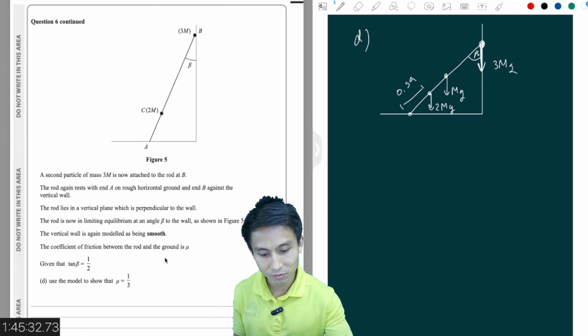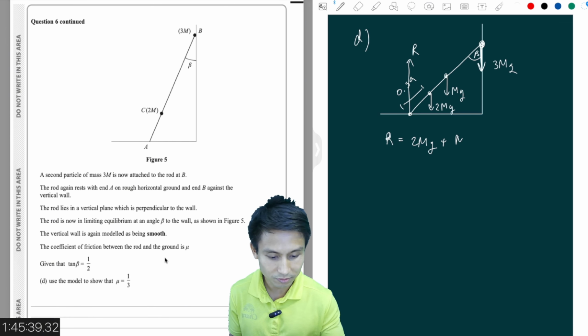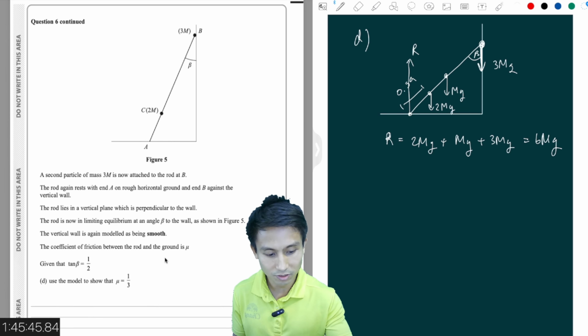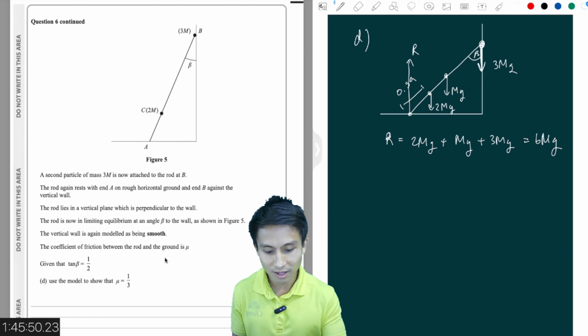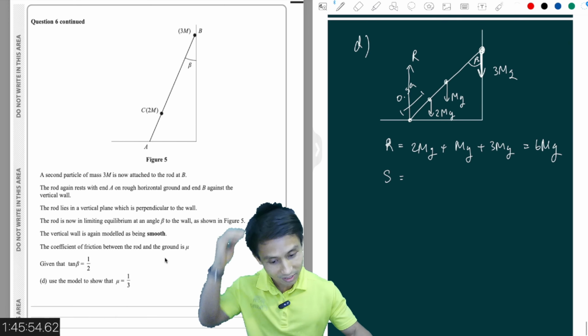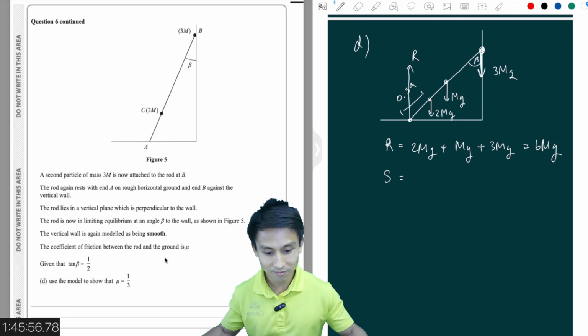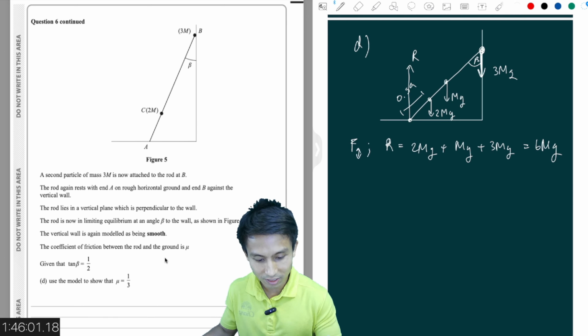So we're just going to find the reaction here, R again. So R is 2mg plus mg plus 3mg. Now it's going to become 6mg, right? Not the answer yet. And what did we find earlier? We found S, right? So S would be, we're going to have to take moments about the same point there. So this is vertical force, done. Let's do moments at A again.